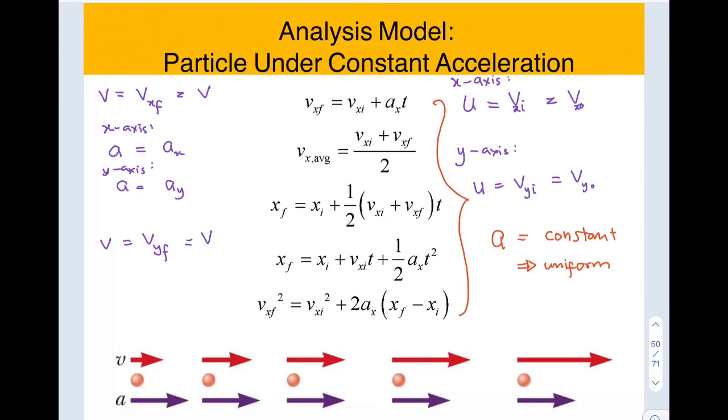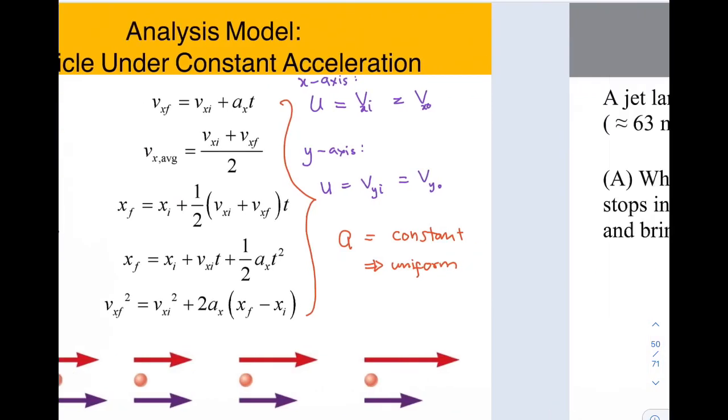In terms of motion diagram, we can imagine the motion of the object is like this, from one position to another, and then the velocity is increasing linearly. The arrow keeps on increasing linearly, and the arrow representing the A is a constant value. The length of this arrow is the same throughout the motion of the object.